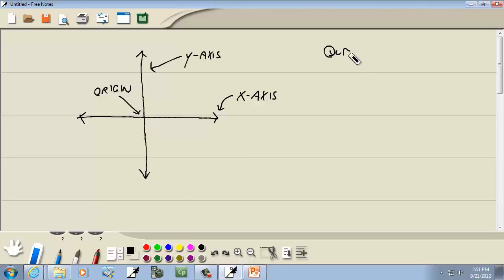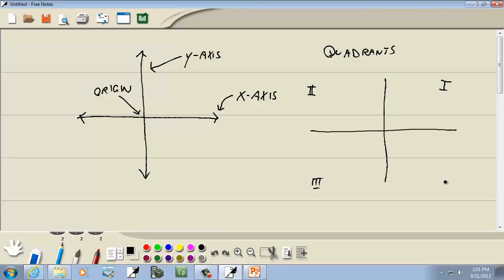Let me write this down. There we go. If I take a look at this, it's split into 4 different quadrants. This one's our first quadrant. This one's our second quadrant, our third quadrant, and our fourth quadrant. So it goes on counterclockwise. They're always labeled with Roman numerals like you see here.